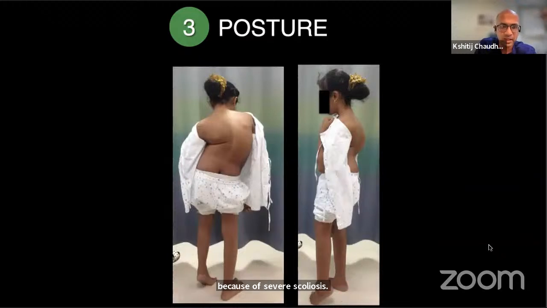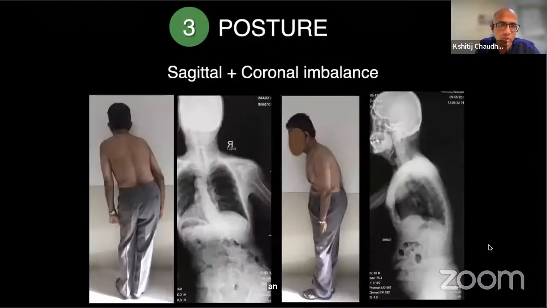There is a flank crease. The rib is prominent on the right side. The pelvis is not level. Pelvis is tilted. Left side is up. And that's why there is an apparent limb length discrepancy. And that's why the patient is standing with an equinus. So this whole gamut of changes in posture is happening because of severe scoliosis.